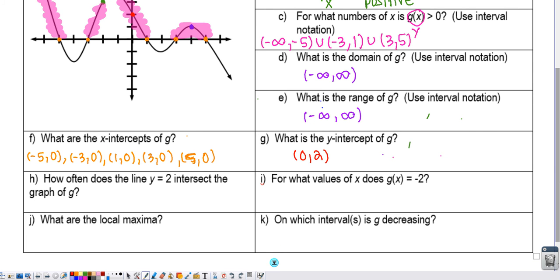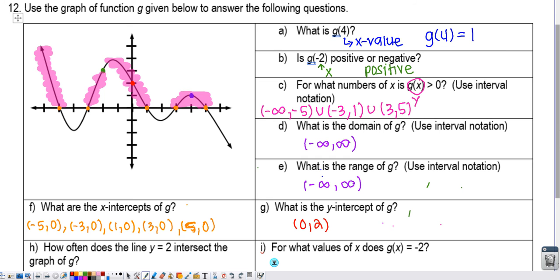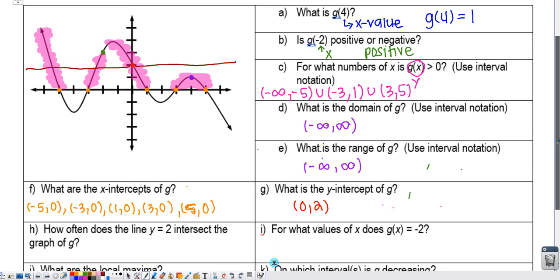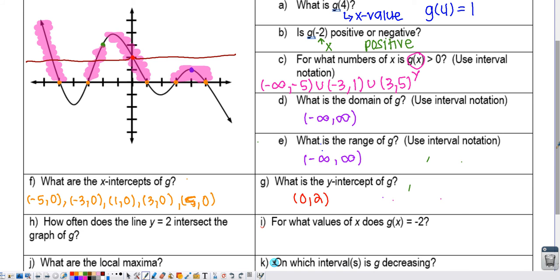And then, how often does the line y equals 2 intersect the graph of g? So what you can do is, let me find a color I haven't used yet. We'll use this maroon color. So y equals 2 is right here, so I'm going to draw myself a line. And remember, y equals 2 is horizontal. So how many times does it intersect the graph? It looks like it hits it 3 times.